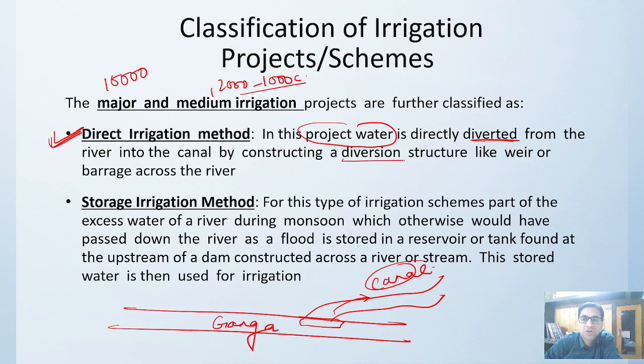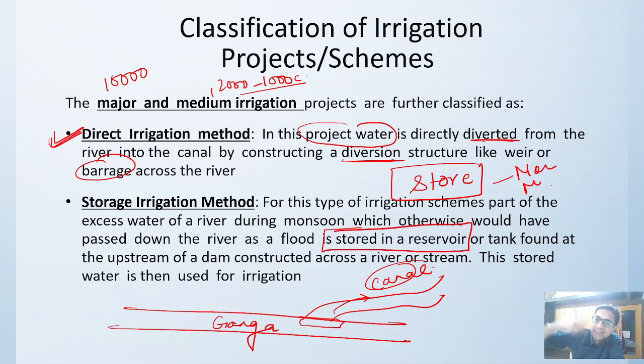So there is construction of a diversion structure like a barrage. We call that the Farakka barrage. The water is transferred from the Ganga to the canal. That is called the direct irrigation method. Then there is the storage irrigation method. Storage means you store the water, maybe from runoff, monsoon, or melting of ice, in a certain reservoir, and you can utilize it whenever you need.